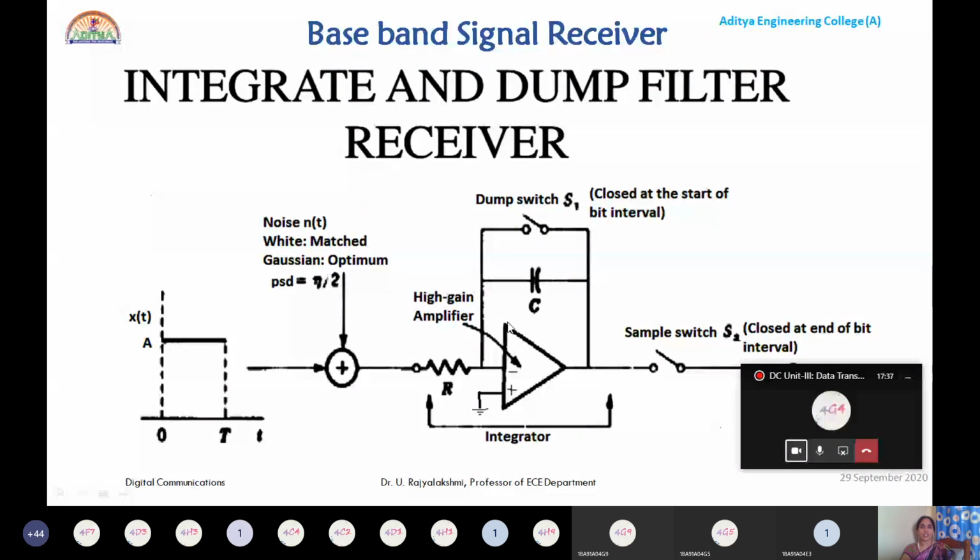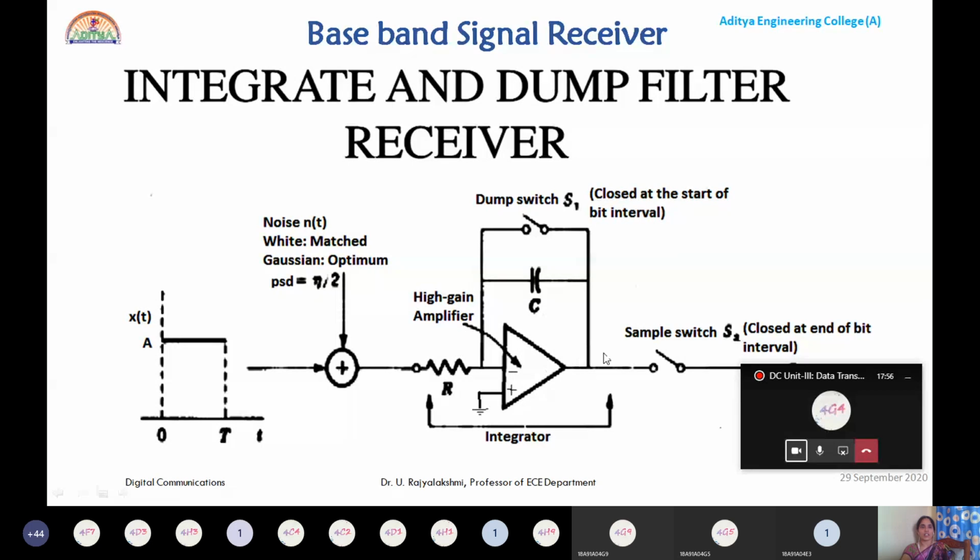Okay. And what about during the integration, that is from 0 to T time interval? S1 and S2 both will be open. Once both the switches are open, the low pass filter performs integration. Here this filter performs integration.